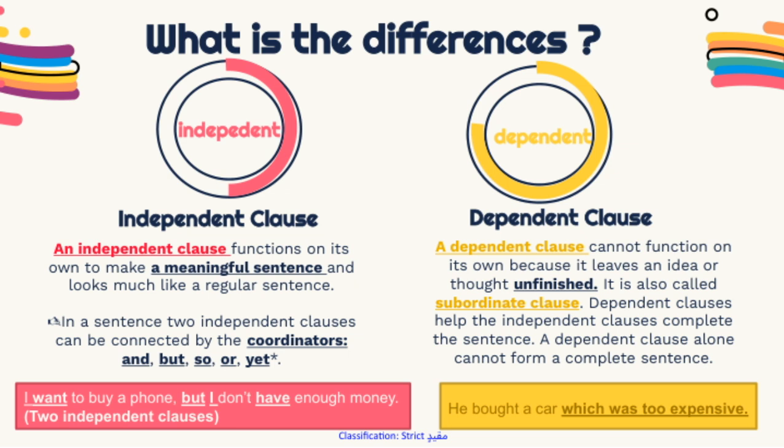An important point to remember is that two independent clauses can be connected with coordinating conjunctions like and, but, so, or yet. This helps us form longer, more complex sentences. On the other hand, dependent clauses help complete the meaning of an independent clause and are often introduced by subordinating words such as because, although, or when.